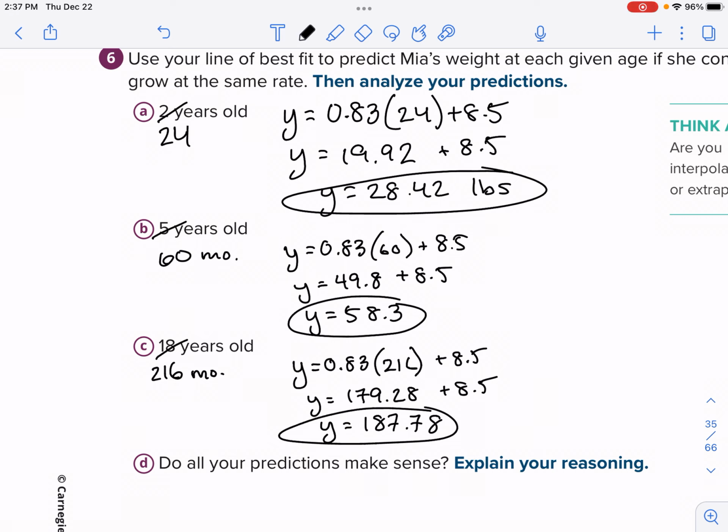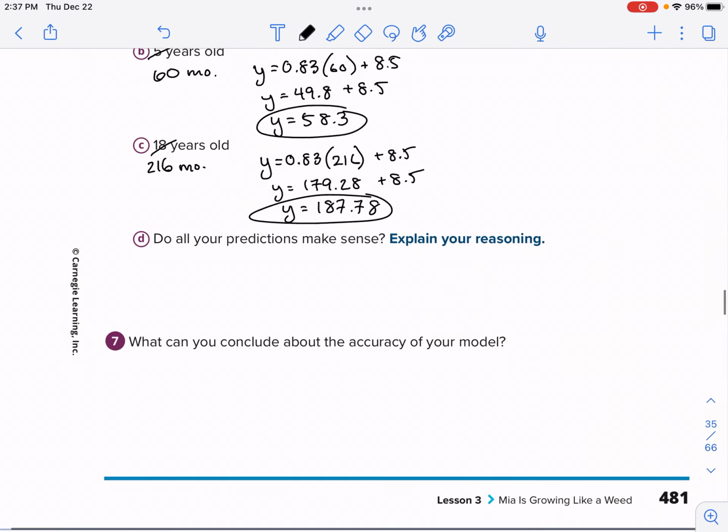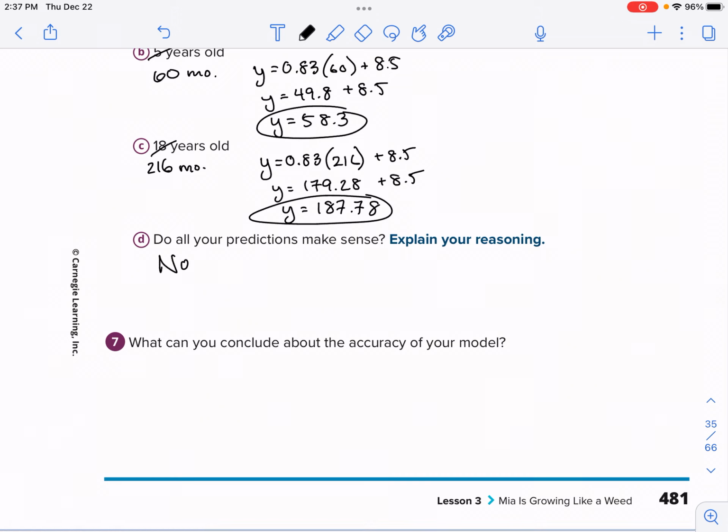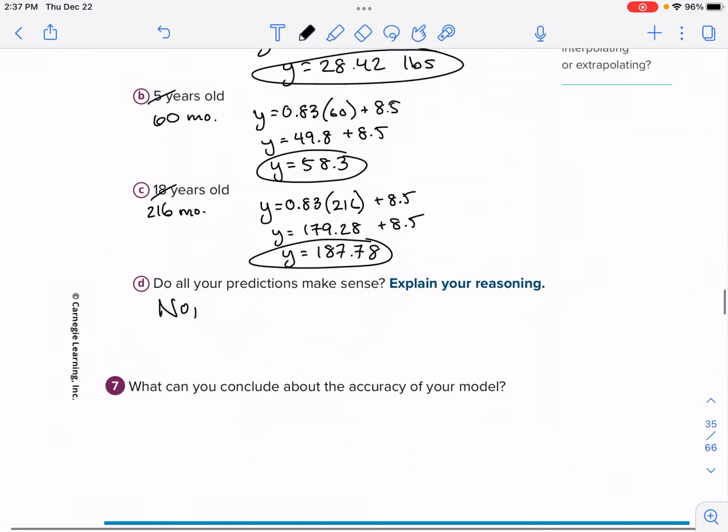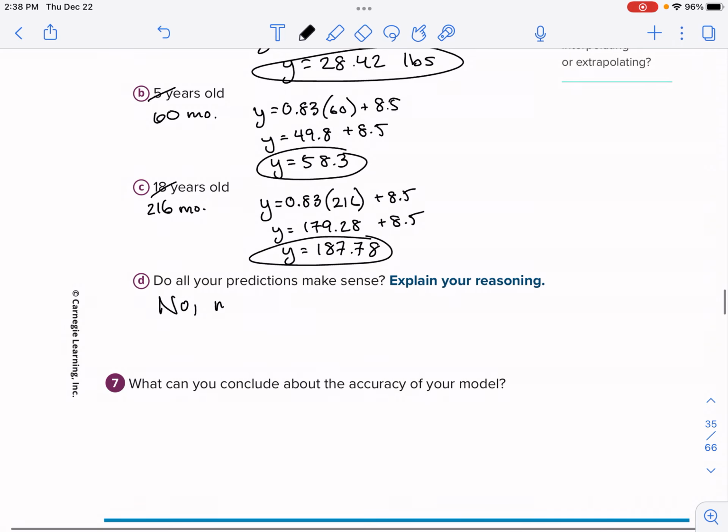So what happens here is we talked about how the weight would typically kind of level off. You wouldn't typically grow at the same rate your whole entire childhood. So for D, do all the predictions make sense? We're going to put no here. And the reason for that is the weights might seem a little bit unreasonable here. Some 2-year-olds might weigh 28 pounds, but the other two are a little bit, let's say, more unreasonable. We'll say like many adults, not all, right?